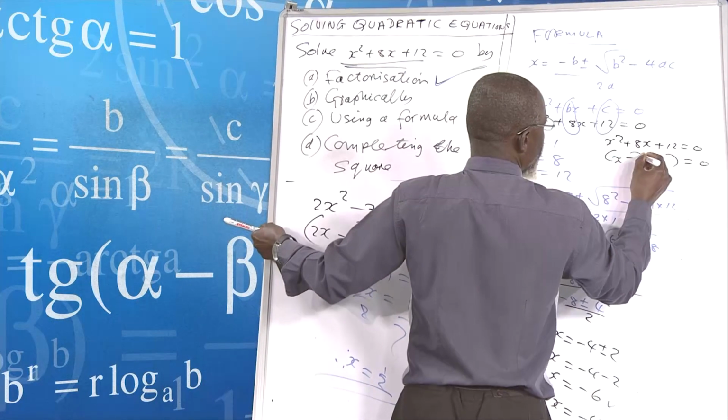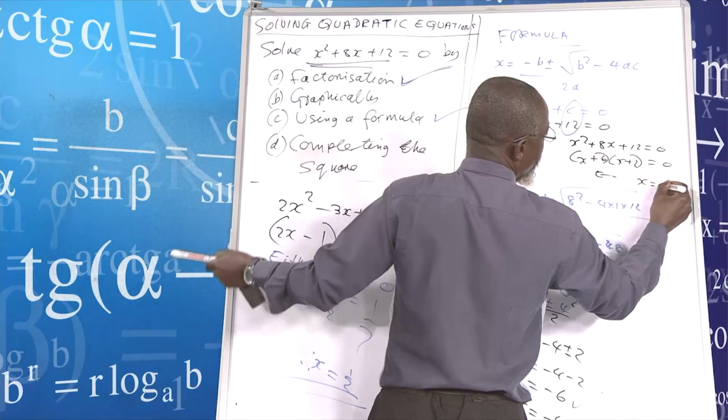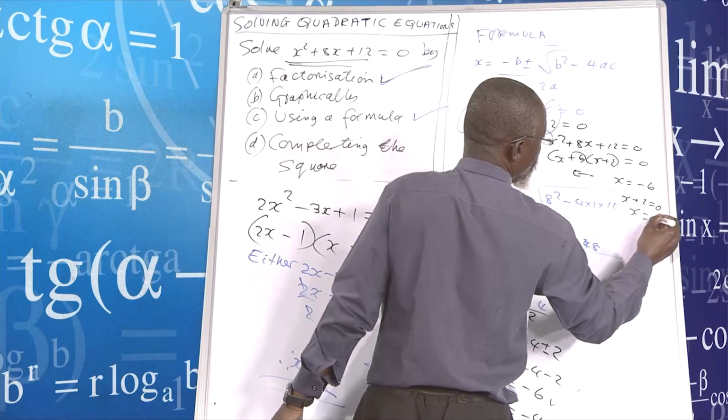If we take x plus 6 and x plus 2, either x plus 6 is equal to 0, so x is equal to minus 6, or x plus 2 is equal to 0, so x is equal to minus 2.